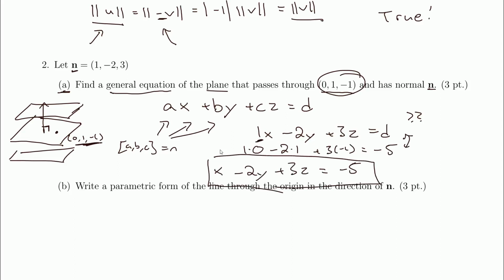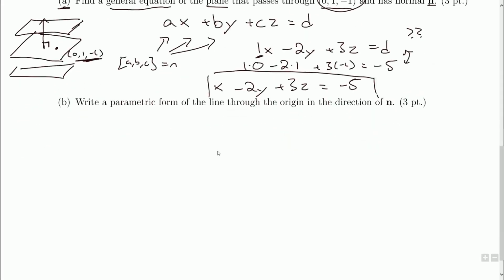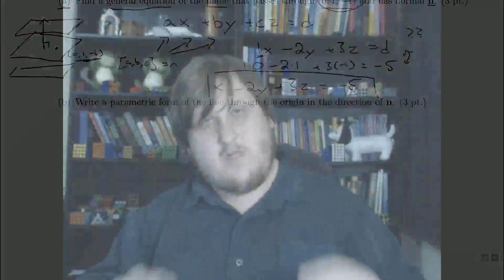Okay? We'll erase part of the bottom of the box because I do want to read the next part of the question. Write a parametric form of the line through the origin in the direction of n. Okay. Now, they're being a little sneaky here. Just a little sneaky. Usually, when we say, give me a line, and they say in the direction of, that's a direction vector. We have to cast our minds back a little bit, a little bit of 1.3.